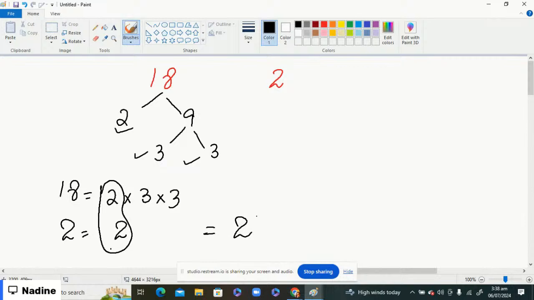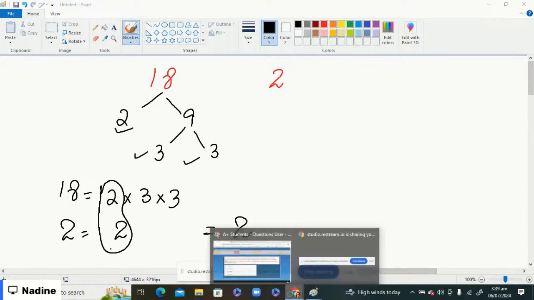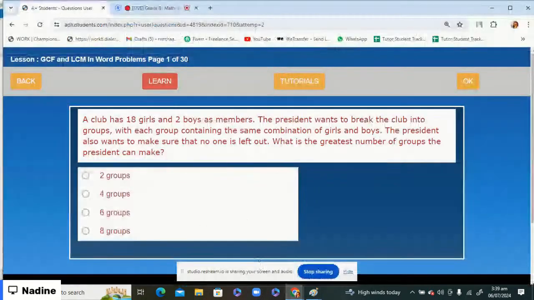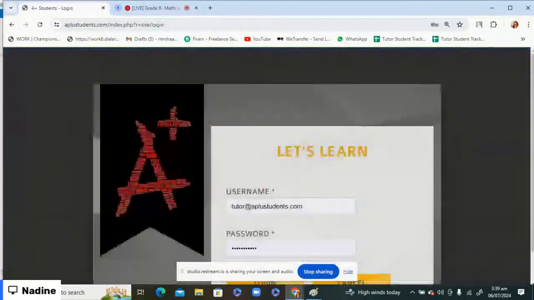All right. So now, let's check whether there is any answer for 2 groups. Yes, it's here. So let's check, and then we will find it out. Okay, so now let's do the next.